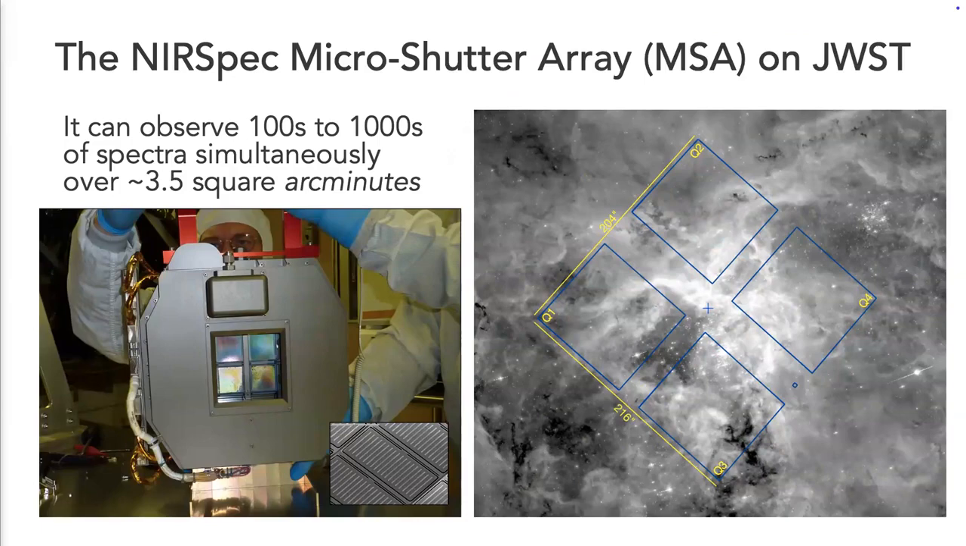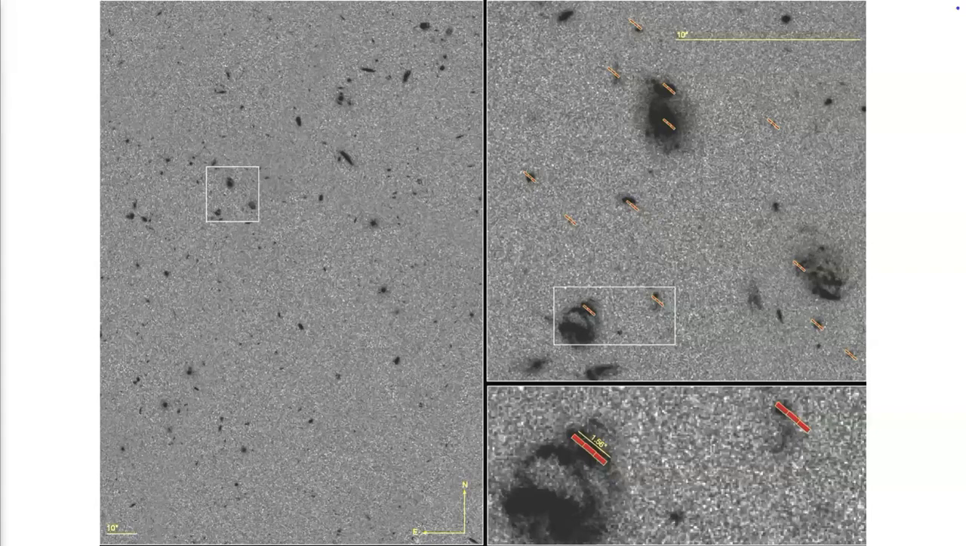Here it is in the lab. There are 4 quadrants with these little shutters that you can address and open and close. There it is on the sky. 3.5 arc minutes on a side. That's a number to remember. You can get hundreds or thousands of spectra at the same time. Here's a deep field image. We're going to zoom into that little box over there.